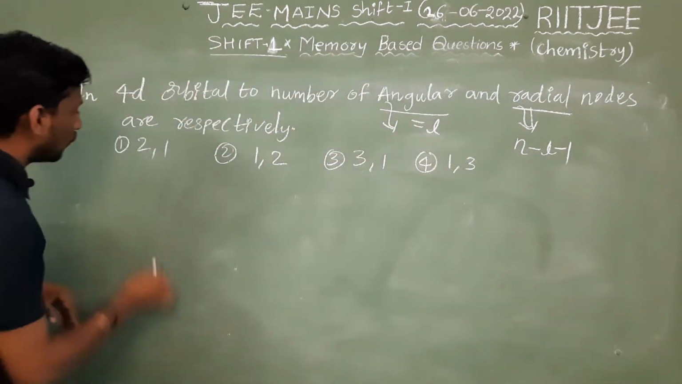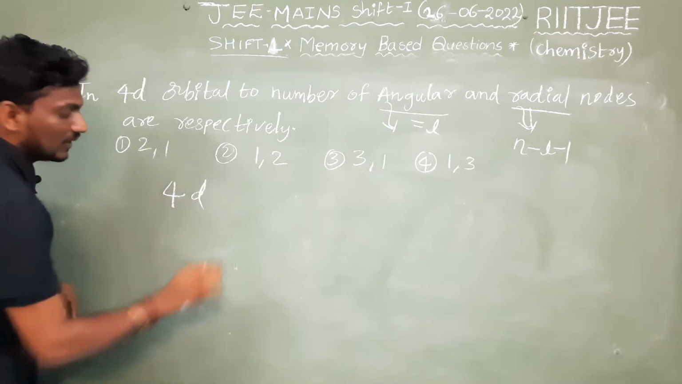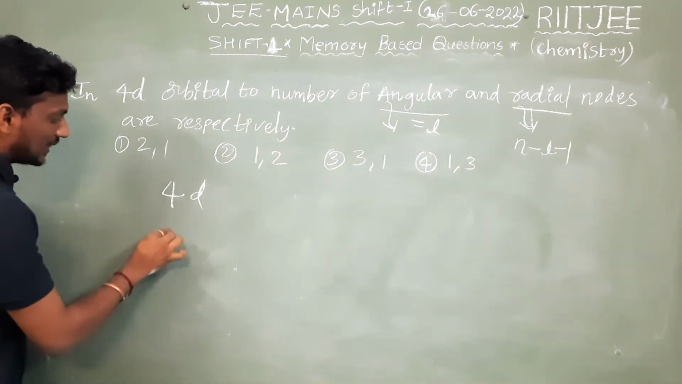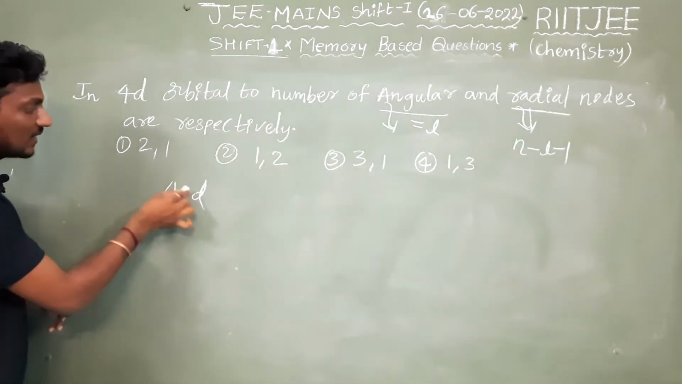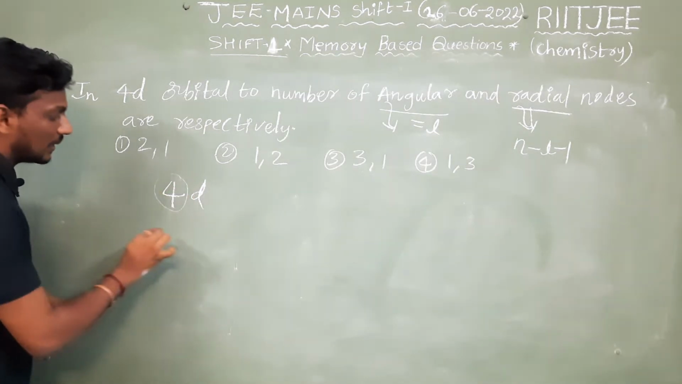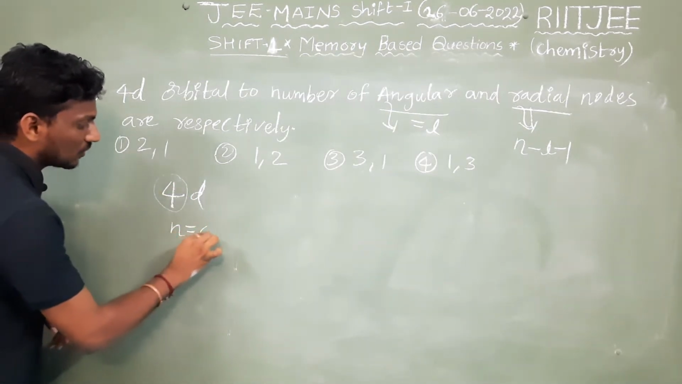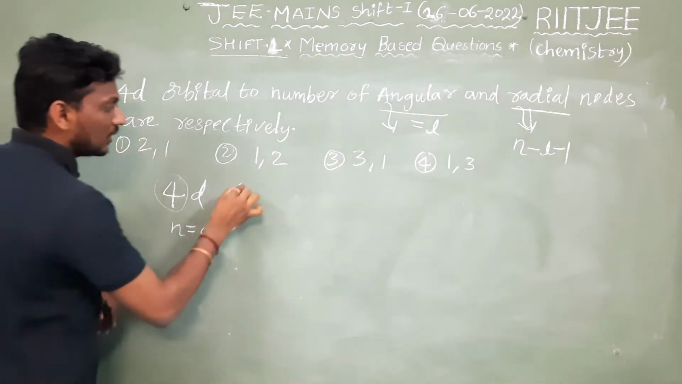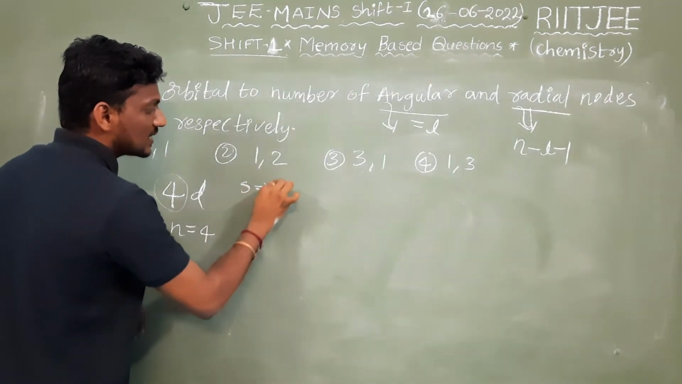He has given 4D. So for 4D, n is equal to 4, from this we can write. This is the principal quantum number, n is equal to 4. Now D. We know that if it is an s orbital, l is equal to 0.